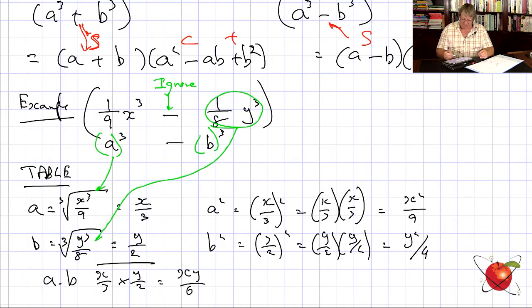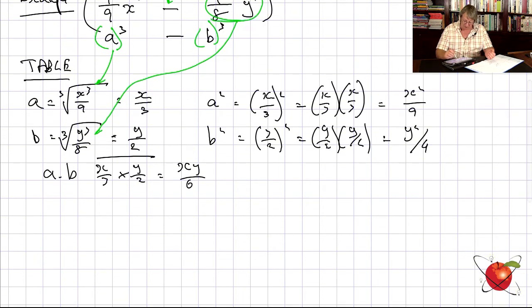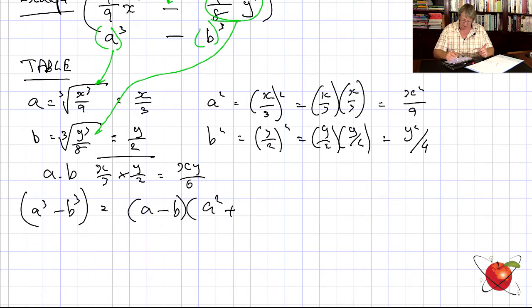Right? Then I find a squared, multiply them out. Then I find ab eventually. Like that. Then all that's left for me to do, and I strongly recommend that you put down that this was an a cubed minus b cubed, which means it's going to be a minus b, a squared plus ab plus b squared always. So it's going to be a minus b, a minus b, x over 3 is a, minus y over 2 is b.